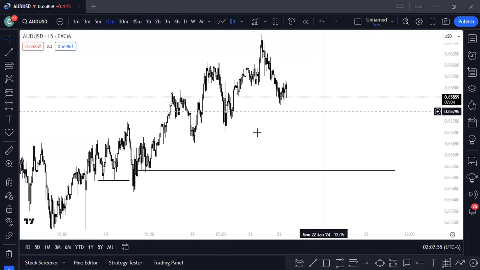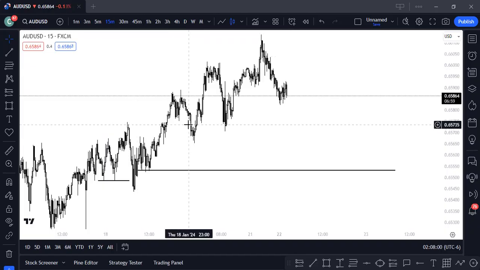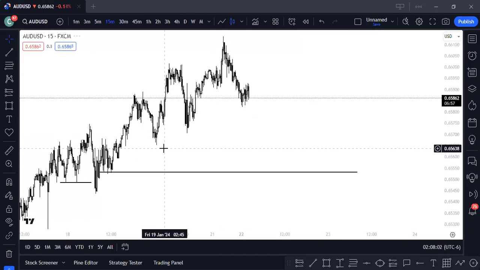Now the thing is, on currency pairs, I like using the higher time frame, like from 45 minutes, 30 minutes, 1 hour and above. They are more reliable.